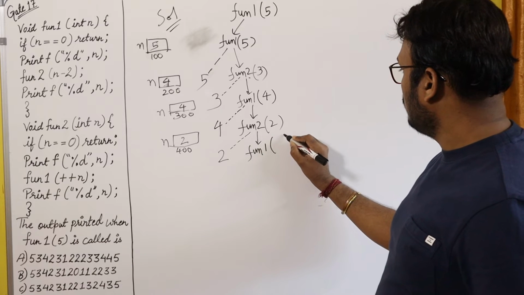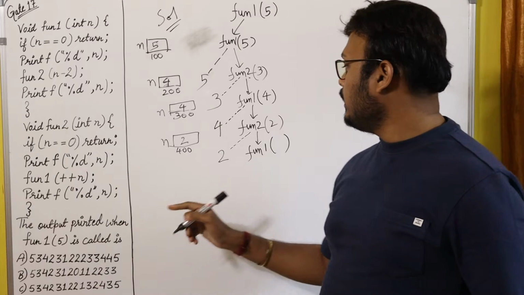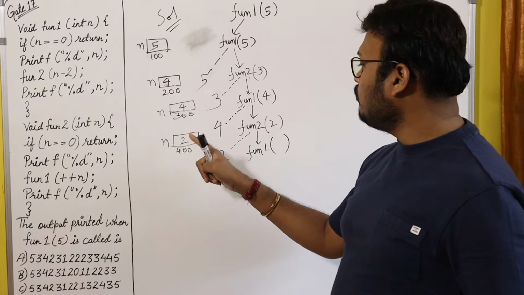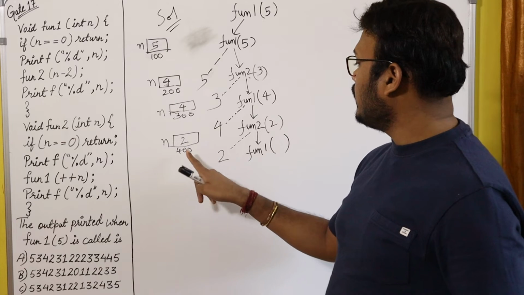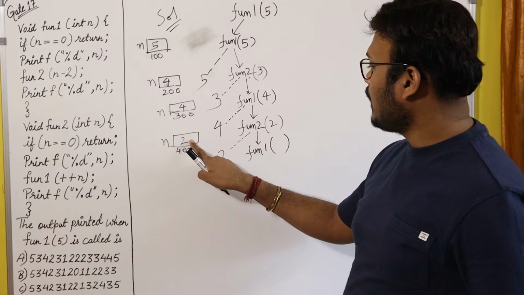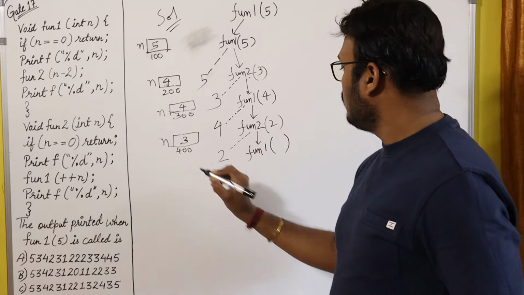Fine. So fun1 will be called. With what value? With plus n. It means whatever the value of n is, it will get incremented. So n will become 3 here. So 2 will become 3. I am making it as 3. I am rewriting this. So it became 3. Fine.